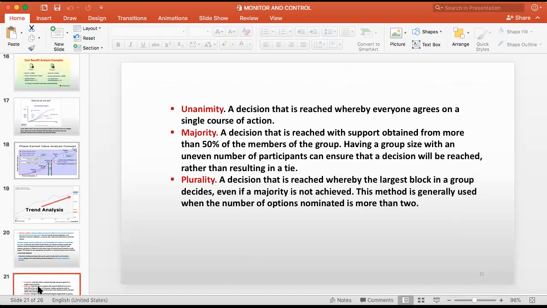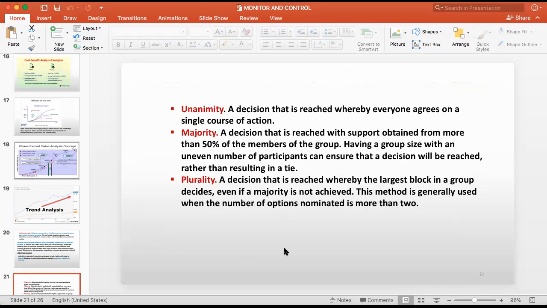Now, what is unanimity? It is a unanimous decision. So everybody agrees on that one. A decision that is reached whereby everyone agrees on a single course of action. Everybody likes that one, right? Everybody says yes. So that is unanimity, a unanimous decision.